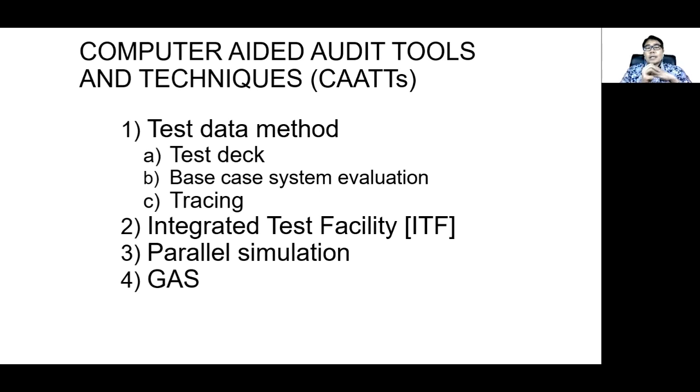Yeah. And the third one is what we call the parallel simulation. So the generalized audit software is also a type of parallel simulation. So this means that you actually have a copy of the information system or a copy of the data that came from the information system. And at the same time, you can do a lot of simulations inside the copy of the information system.